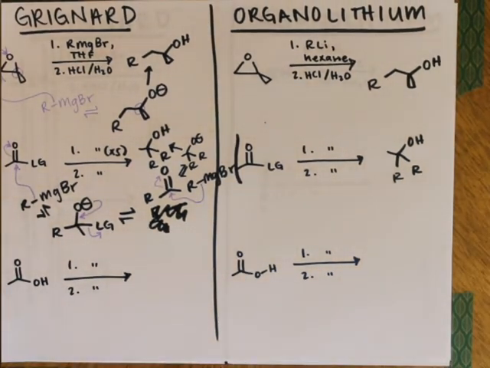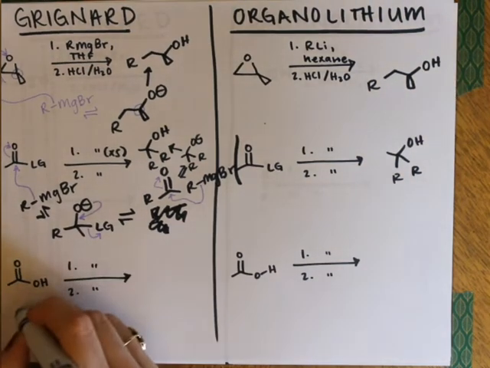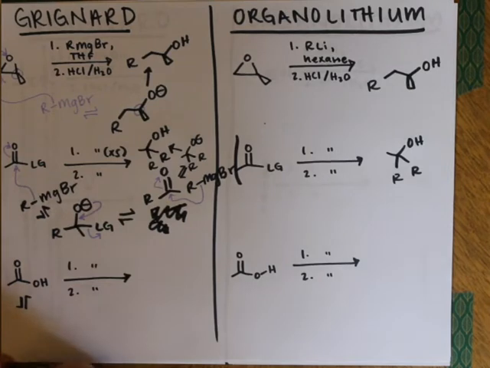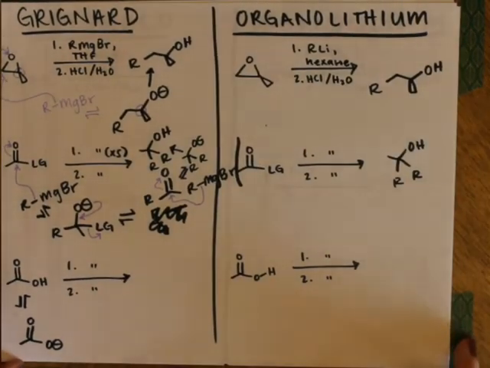So the next thing is I have this carboxylic acid. Now let's say we reacted my Grignard with a carboxylic acid. What's going to happen? You probably correctly guessed it. I'm going to end up with this, O minus.